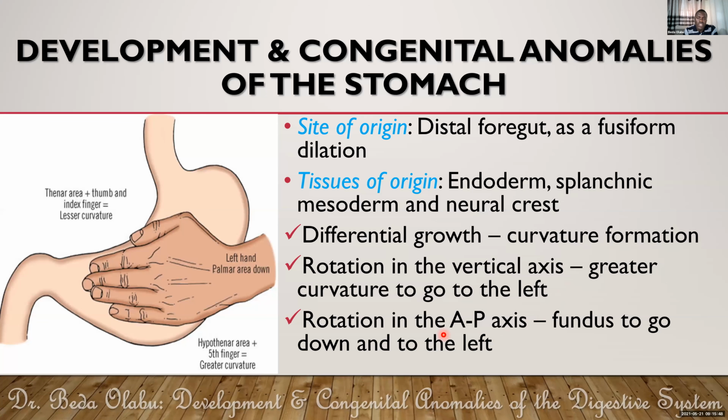Then the stomach rotates in the anteroposterior axis. The fundus of the stomach goes down and to the left, while the pylorus goes up and to the right. This is about 60 to 70 degrees rotation in the anteroposterior axis.